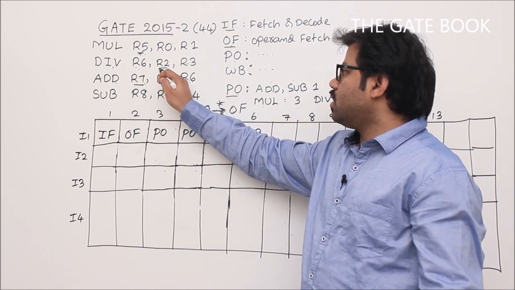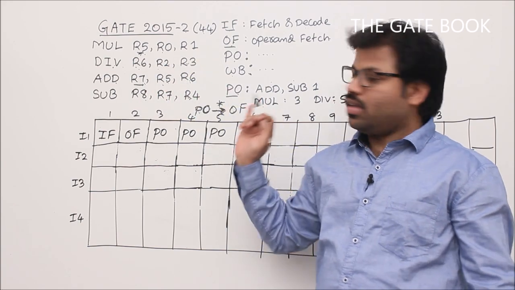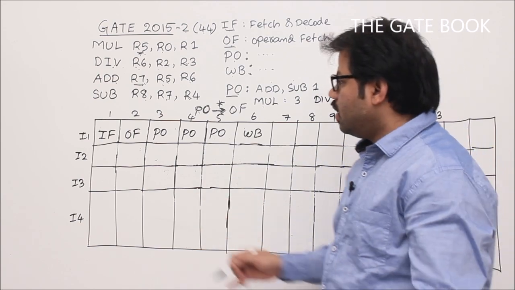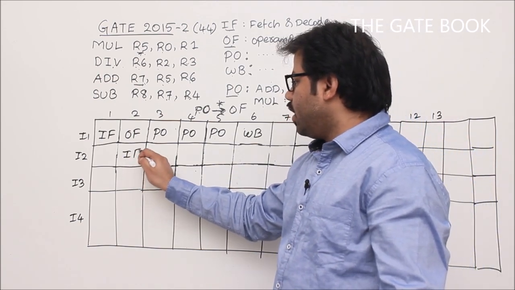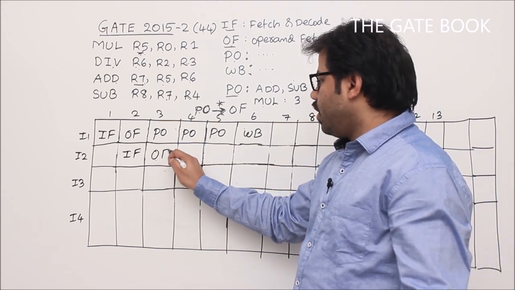So division R6, R2, R3. Is there any dependency? What are you reading? R2, R3. Are they getting updated anywhere? No. Then there is no dependency. Then we can happily fetch normally like this. Fetch, then operand fetch, OF here.